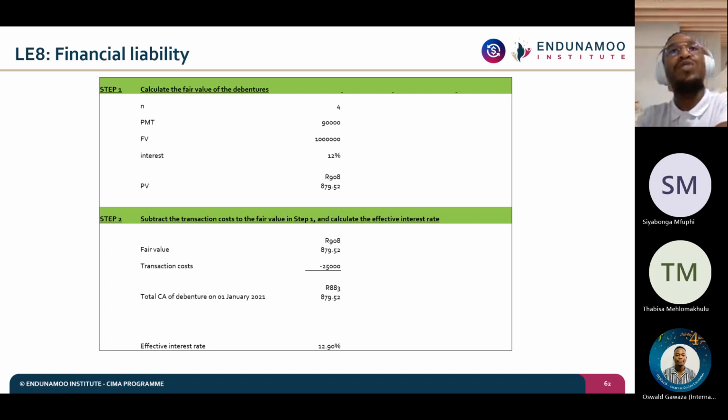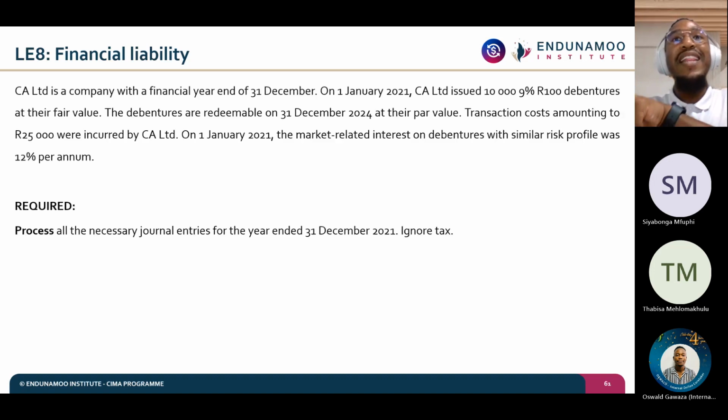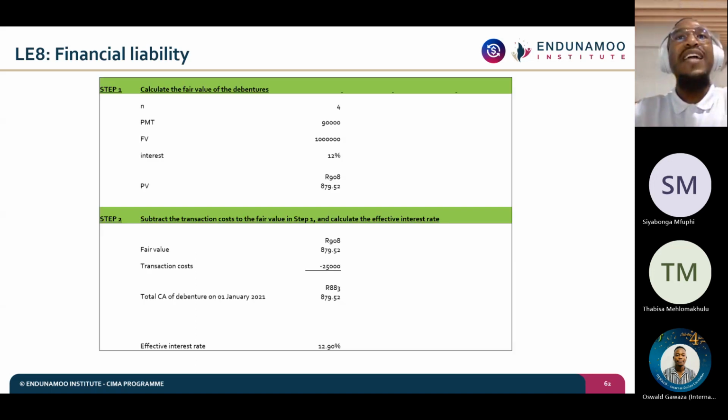From 1st January 2021 to 31 December 2021 is 1 year, to 31 December 2022 is 2 years, 31 December 2023, 3 years, 31 December 2024, when they get redeemed, is 4 years. So we have 4 periods. The payment is 9% of the par value of 100 Rand, multiplied by 10,000 of these. That gives us 90,000 Rand as the payment.